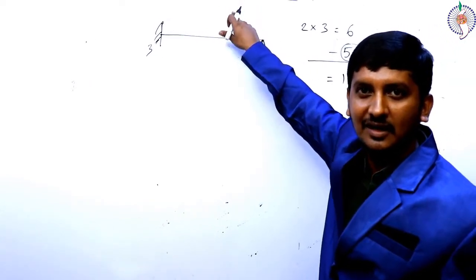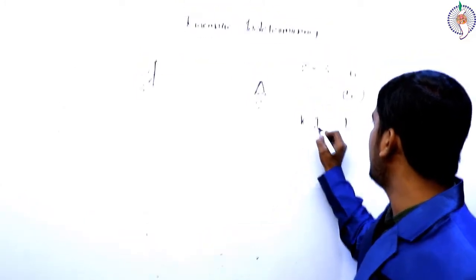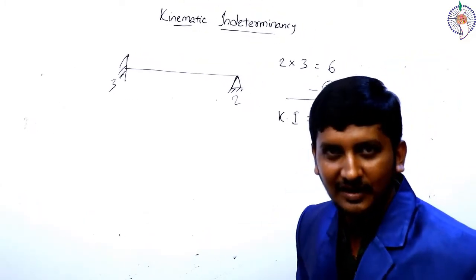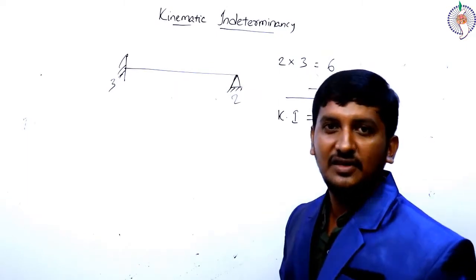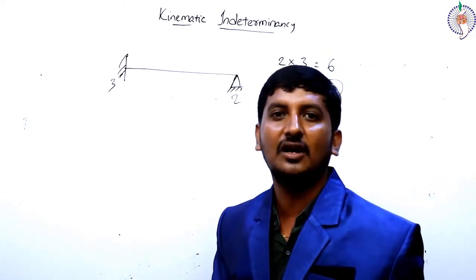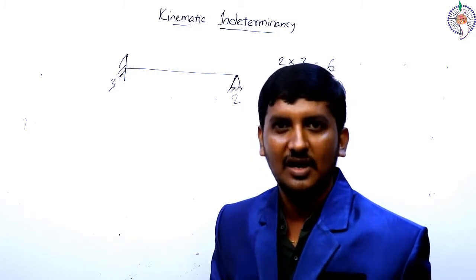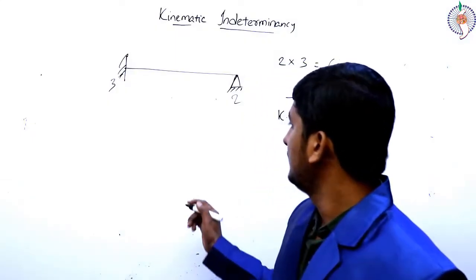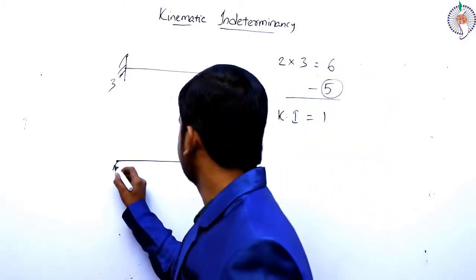Here comes our title. You keenly observe this. This is called kinematic indeterminacy. Right? So, I can define kinematic indeterminacy as the degrees of freedom which are left over after the offering of reactions. Understand, students? Let us solve some more examples.